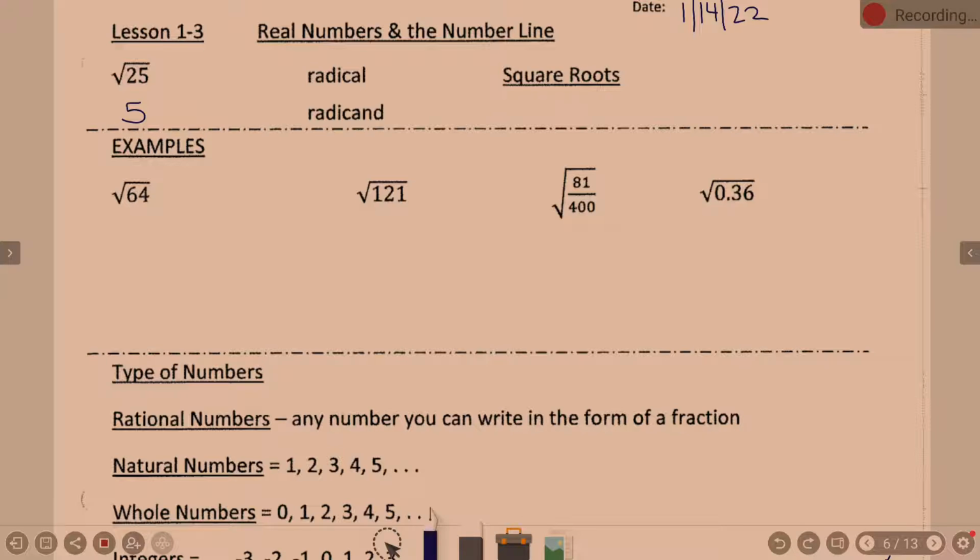Now, we also talked about the fact that this square root symbol is called a radical. And then we also talked about the number under the square root symbol. In this case, the 25 is called a radicand. Okay?